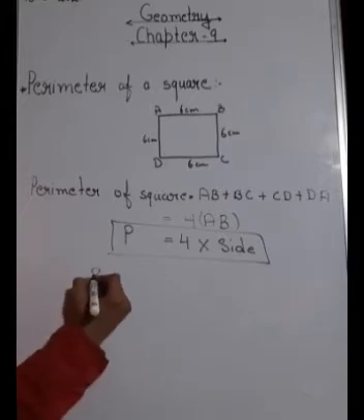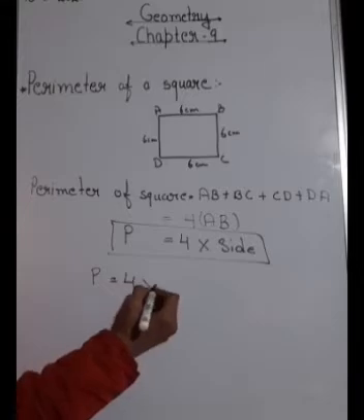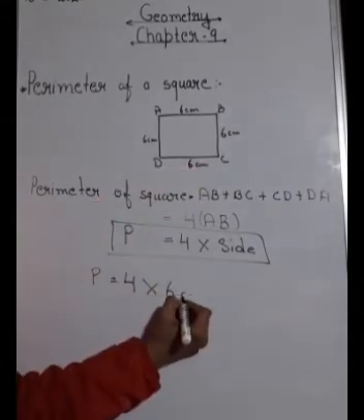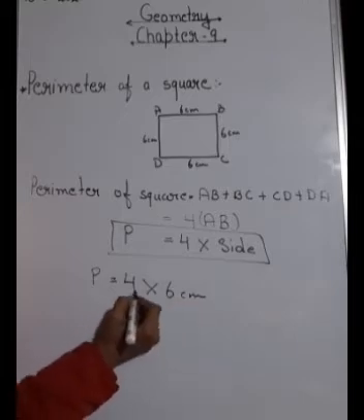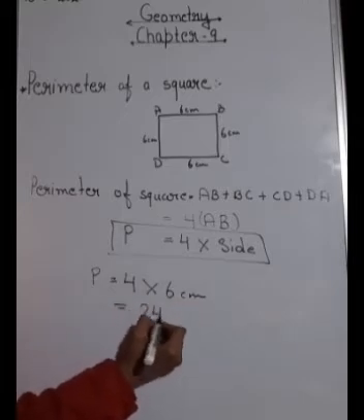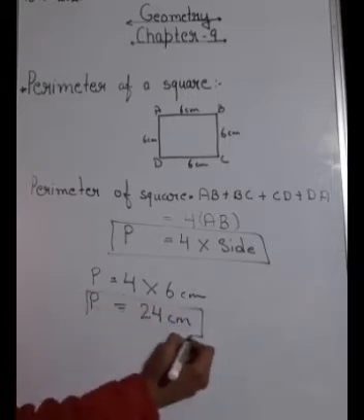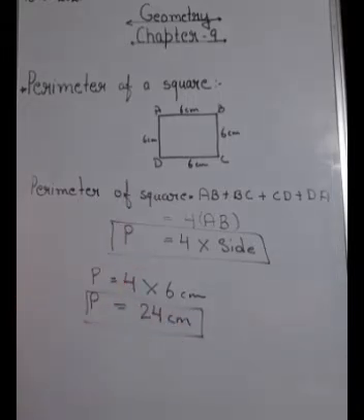So this will be P equals 4 into, what is the value of side? 6. So 6 centimeter. Now 4 sixes are 24. So your answer will be 24. So the perimeter of a square with side 6 is 24 centimeter.